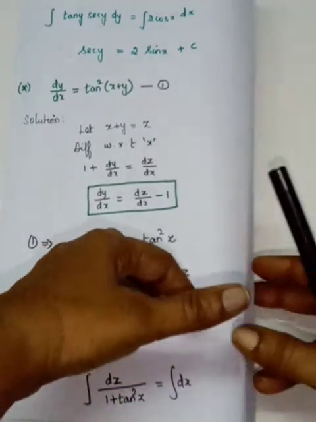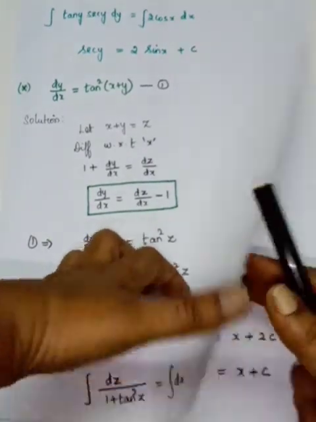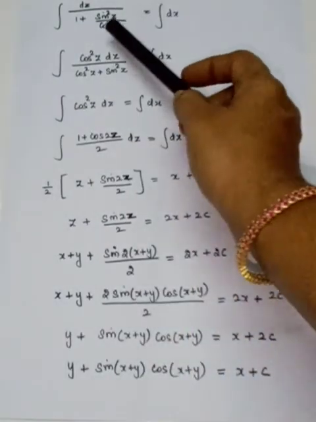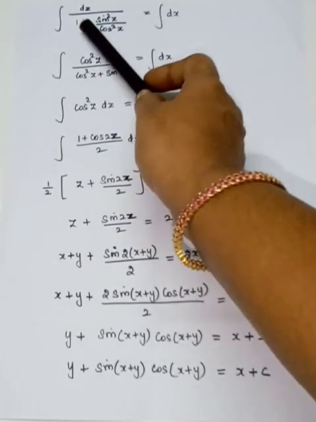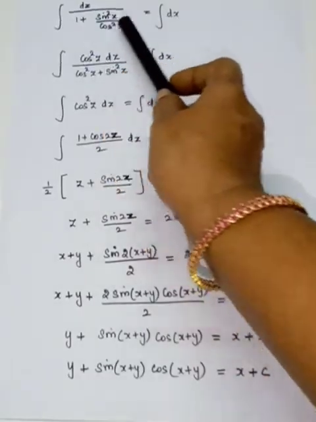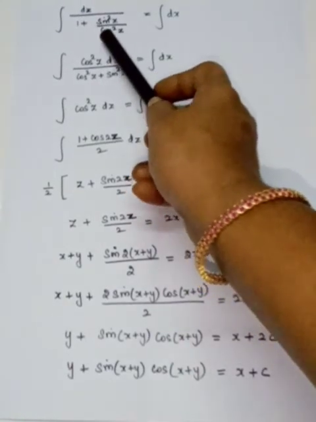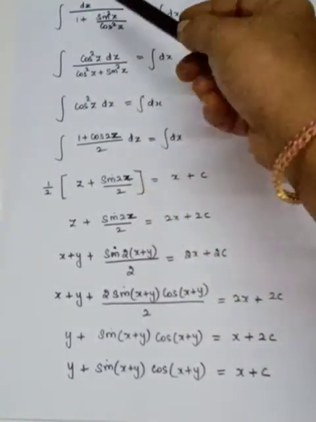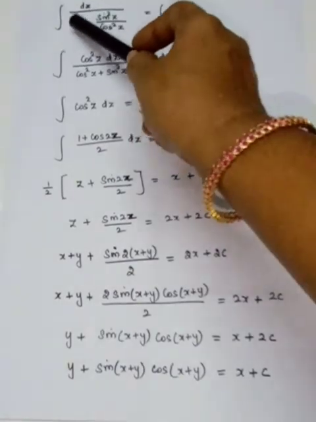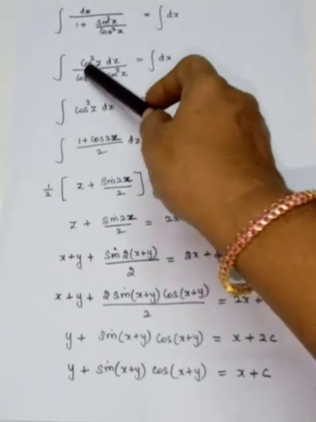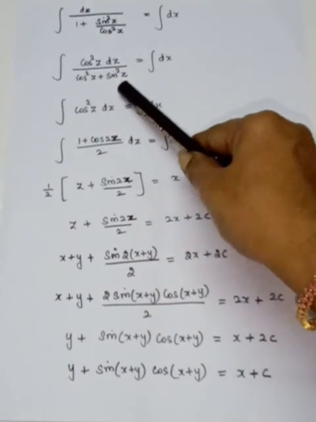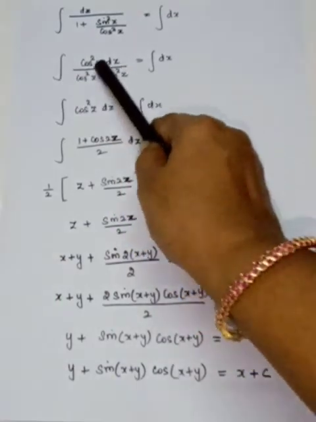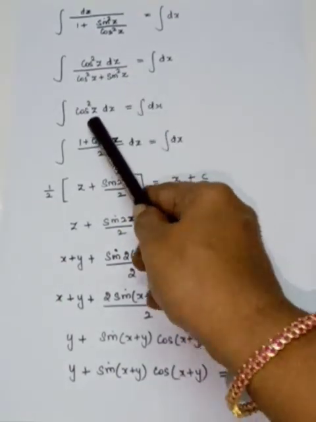Tan squared z can be written as sin squared z by cos squared z. If you take LCM, it is cos squared z plus sin squared z by cos squared z. This cos squared z is in the denominator of the denominator. After taking LCM, it will go to the numerator. So the next step will be cos squared z dz divided by cos squared z plus sin squared z. What is cos squared z plus sin squared z? It is 1. So you will get this term.